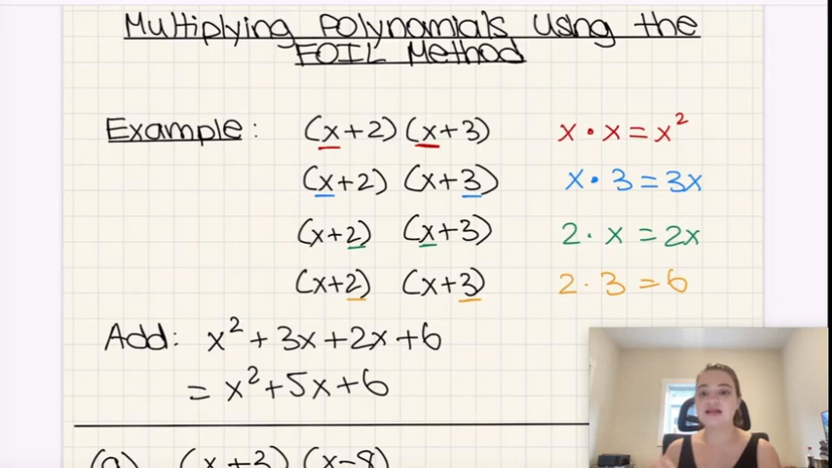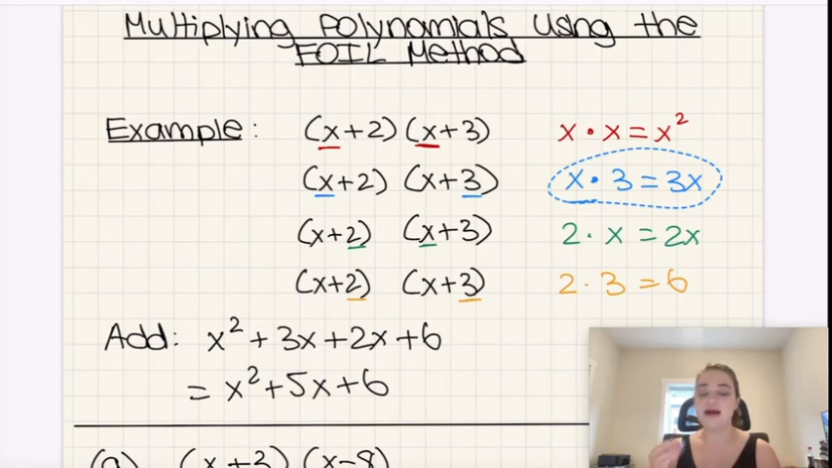The next one is O for outer. Outer involves this x because it's on the outer edge. And this 3 is also on the outer edge. So we multiply x times 3, we get 3x. So our outer term in this case is 3x.